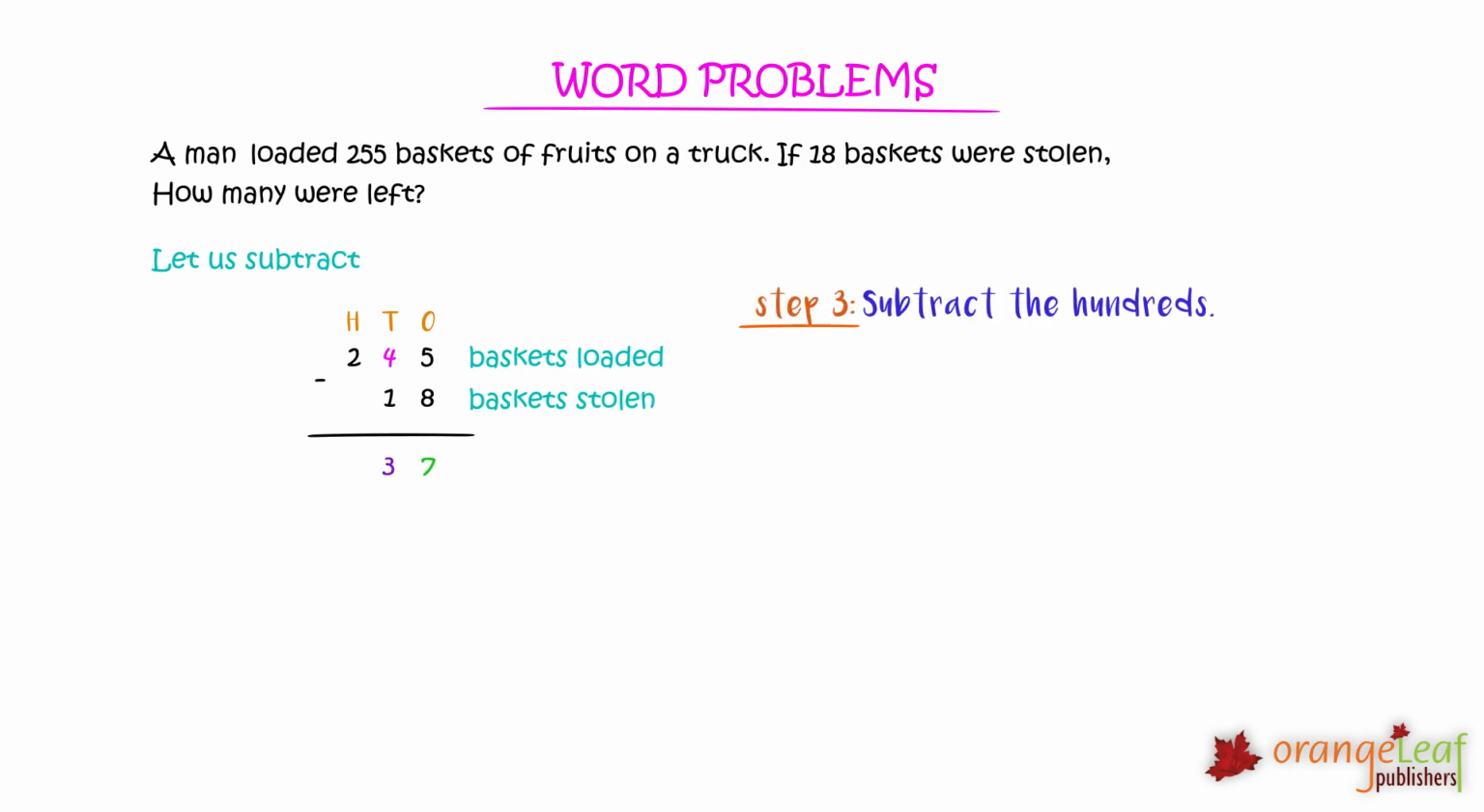Subtract the hundreds place. 2 minus 0 is equal to 2. The answer is 237 baskets.